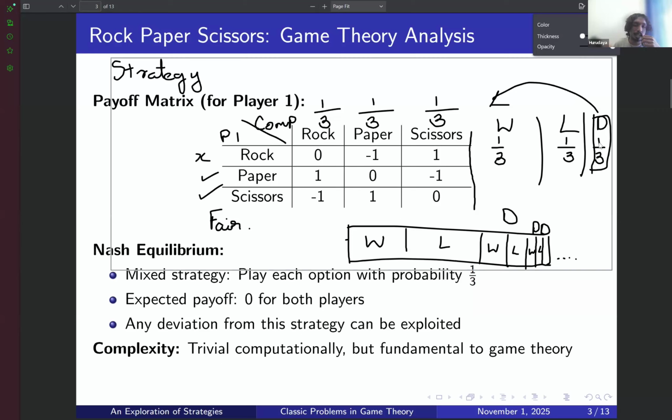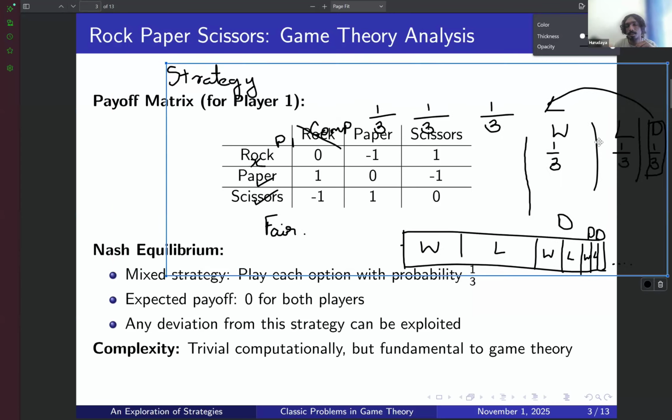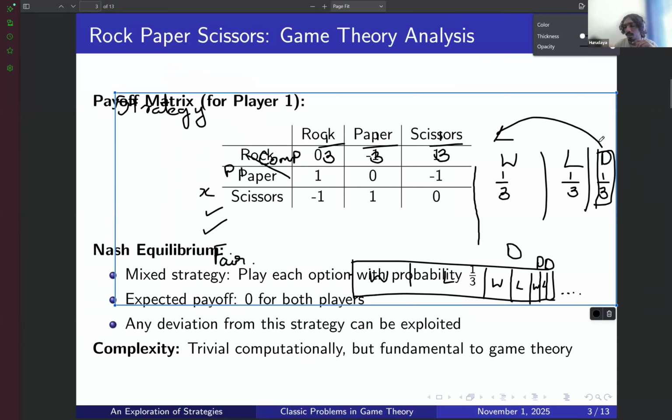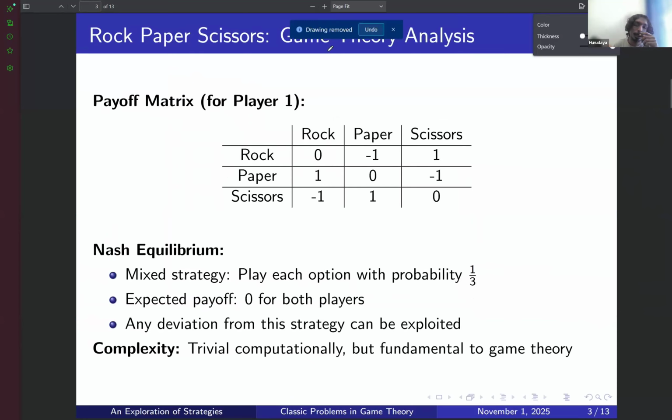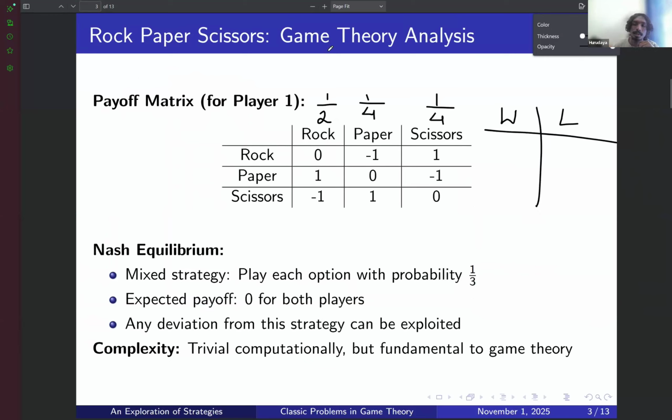Oh, but here's my other question. If instead of this having been 1 by 3, 1 by 3, 1 by 3, I will delete this for now. We'll go with different numbers. Say I give you the information that the computer has a 1 by 2 chance of playing rock, 1 by 4 of playing paper, and 1 by 4 of playing scissors, right? And you play rock. Okay.